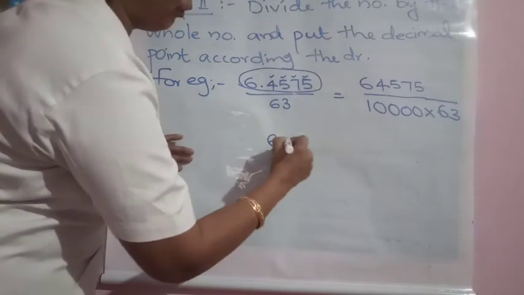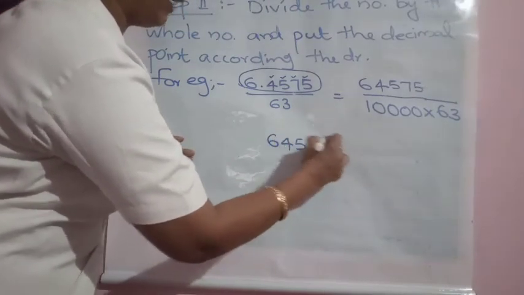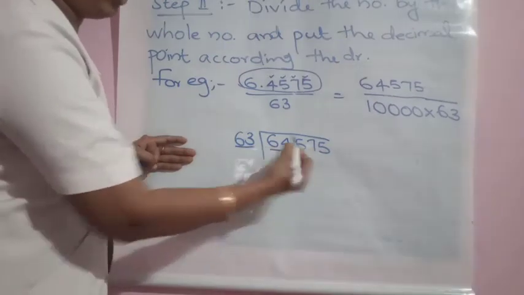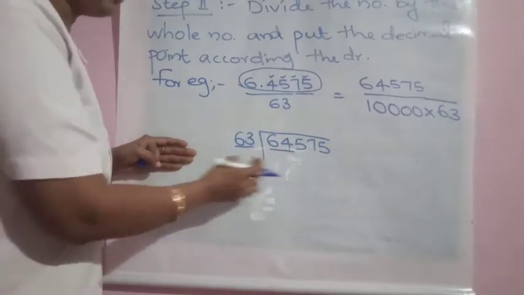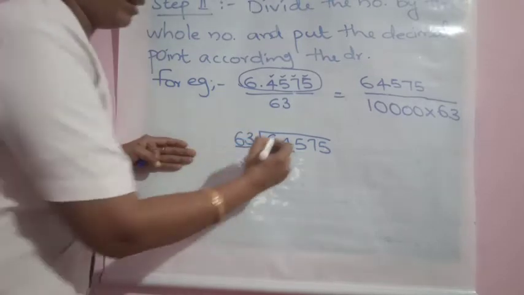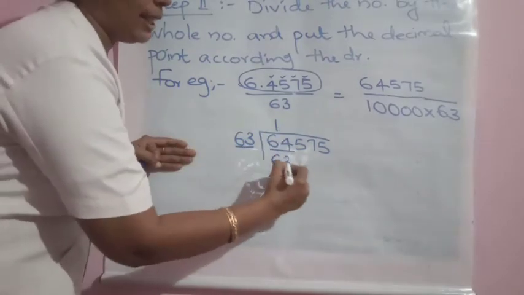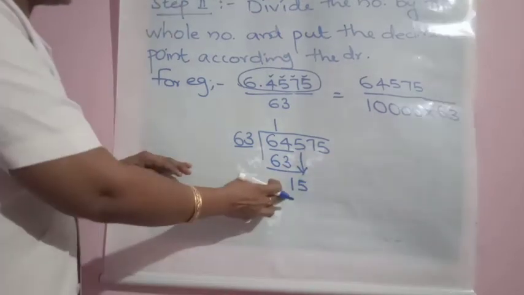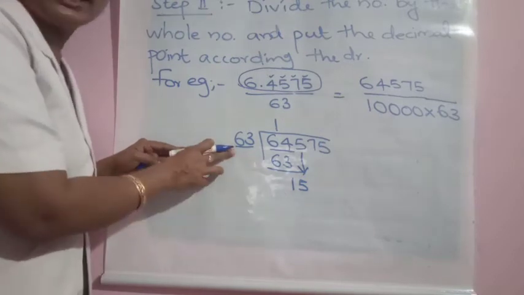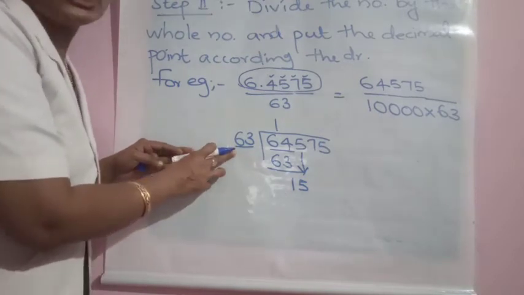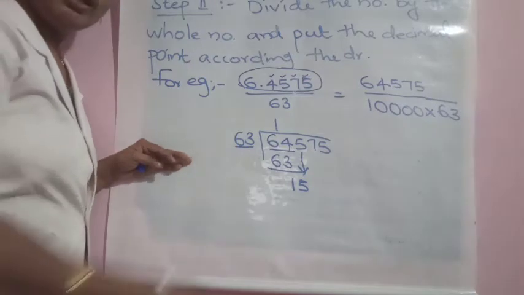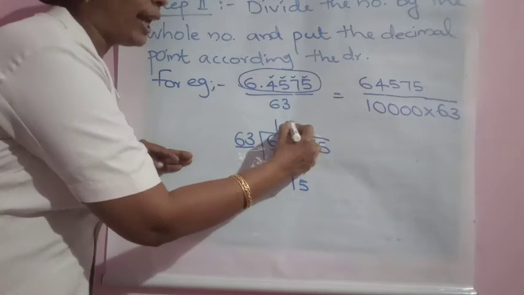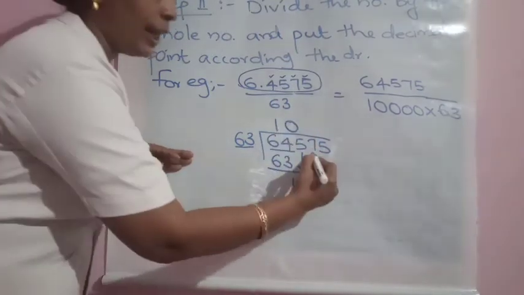Let us see how to divide. 64,575 is going to be divided by 63. A 2 digit number is given, here also 2 digits. For 64, how many 63s are there? 1. So write 1 on the top. Write 63. Subtract 1. Bring down 5. In 15, can you divide 15 by 63? Is it possible? No, it is not possible. So what we want to do? Bring the next number. Before that, it is 0 times divisible. Then you bring down 7.